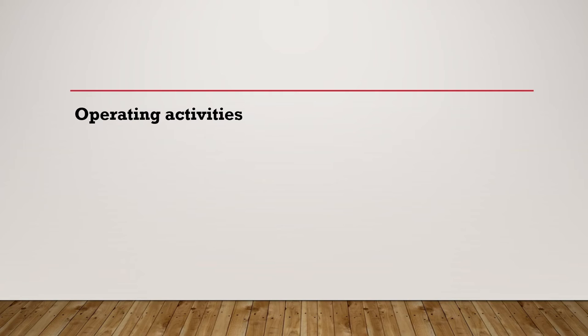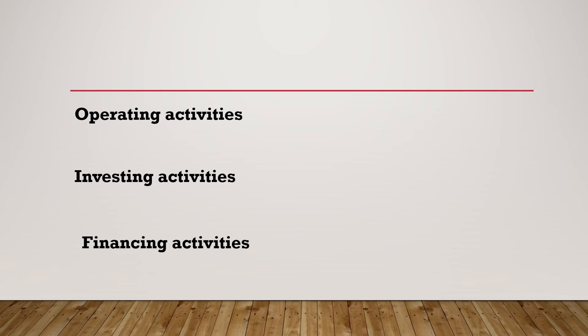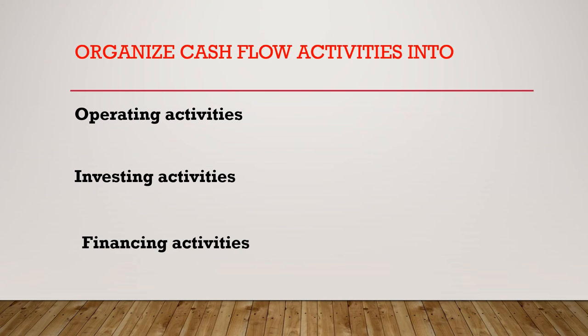This statement of cash flow organizes all the business activities in three sections. One is operating activities, all those activities that are needed for the company to run. And we have investing activities and we have financing activities. All those make up the cash flow.